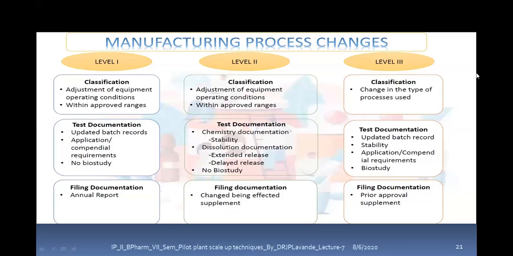For level 2, the classification is adjustment of the equipment operating conditions within the approved changes, and the test documentation is related with the chemistry, the stability, and the dissolution in the form of the extended and the delayed release, which do not require the biostudy. For level 3, the changes are in the process or the type of processes used, and the test documentation required is the updated batch record, stability, application, compendial requirement, and the biostudy as usual. In case of level 3, we require the biostudy.